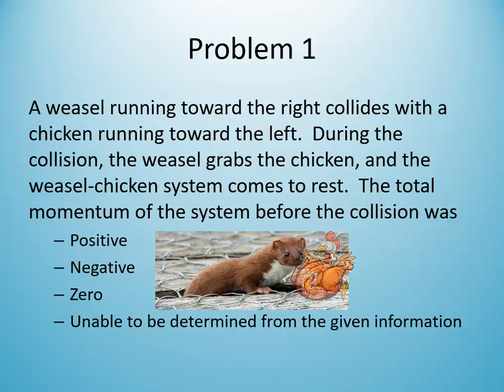So the answer on this is that the total momentum of the system before the collision was 0. Because if the weasel-chicken system came to rest after the collision, that means that the total momentum after the collision must have been 0, which means by conservation of momentum, which says that total momentum before equals total momentum after, the total momentum of the system before the collision must have also been 0.